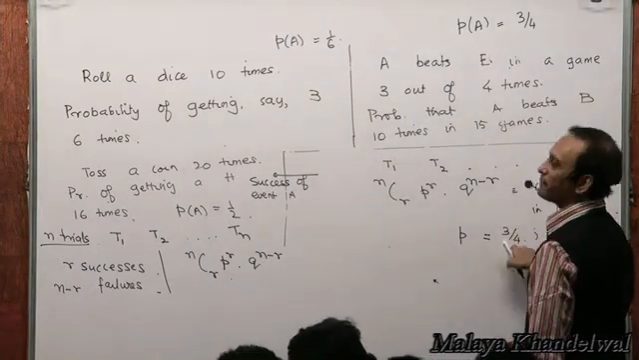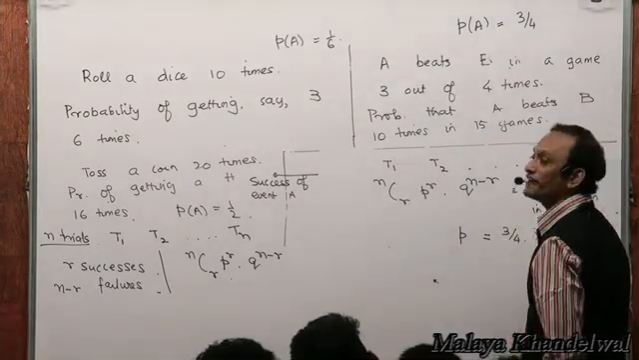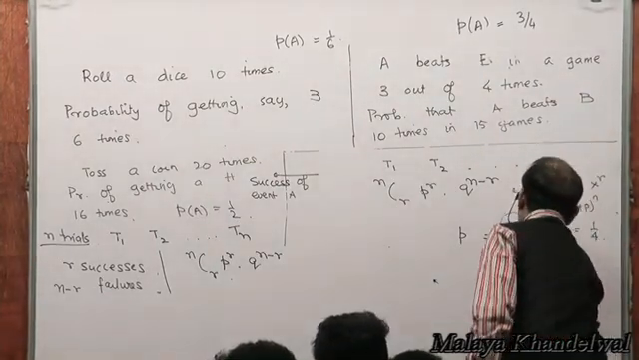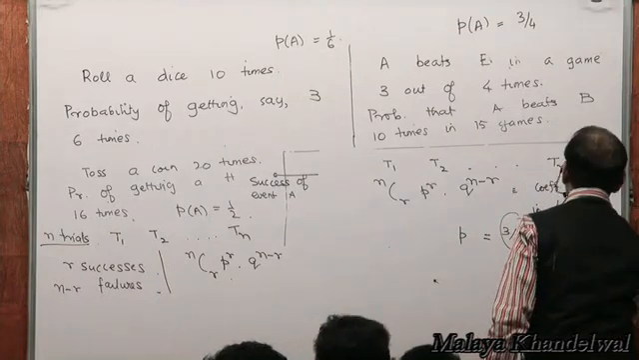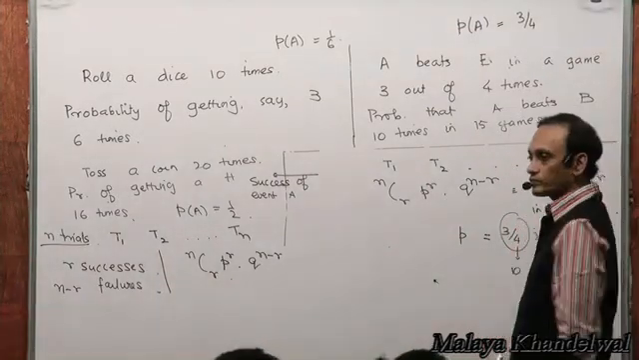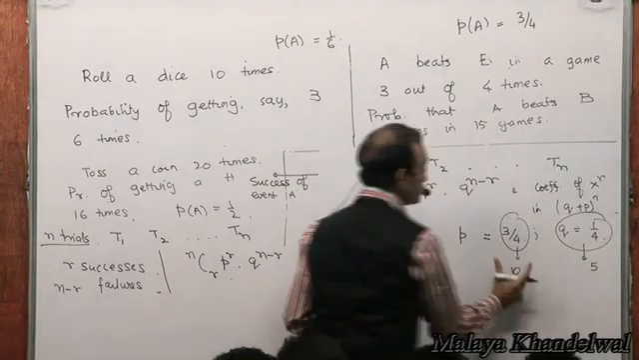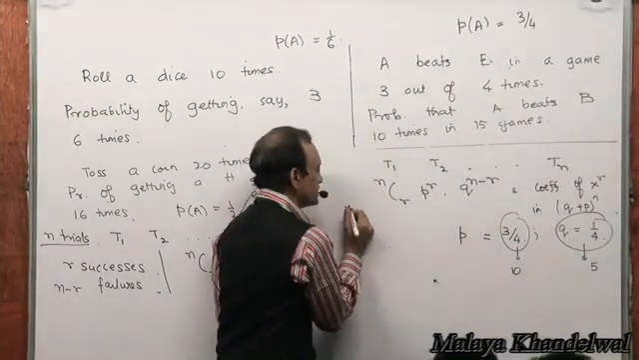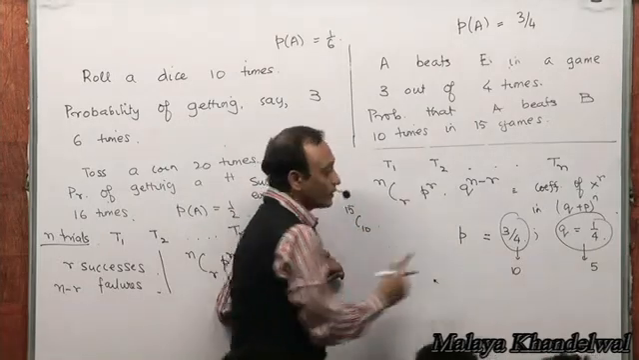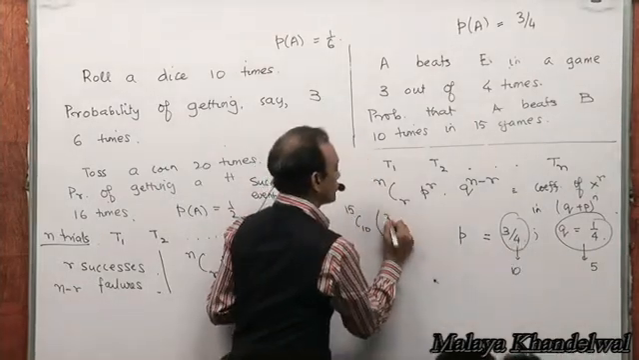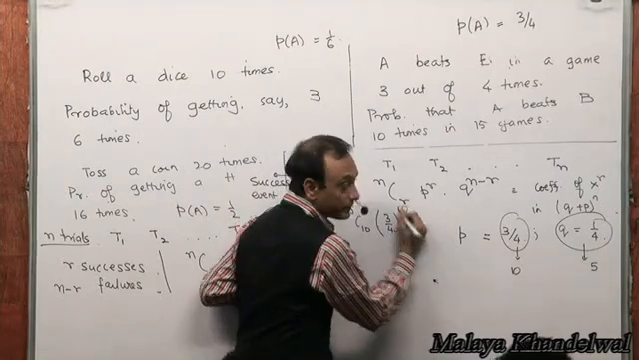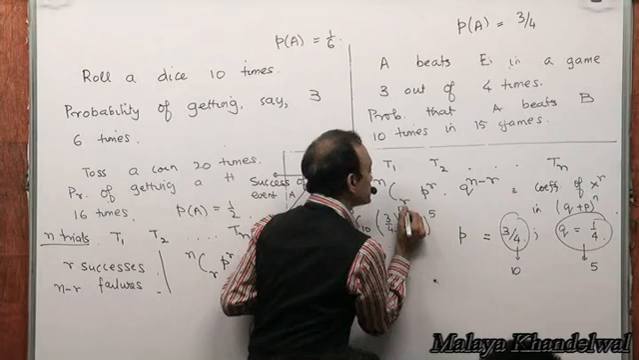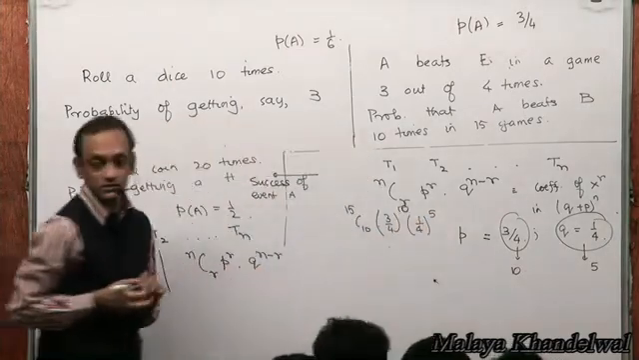I want this to happen 10 times and this to happen 5 times. In 15 times, I want this to happen 10 times and this to happen 5 times. Yes or no? So what would I do? Out of 15, I'll select 10 of this kind first. So that makes it 15C10 into 3/4 to power 10 into 1/4 to power 5. That's the probability of success of this event.